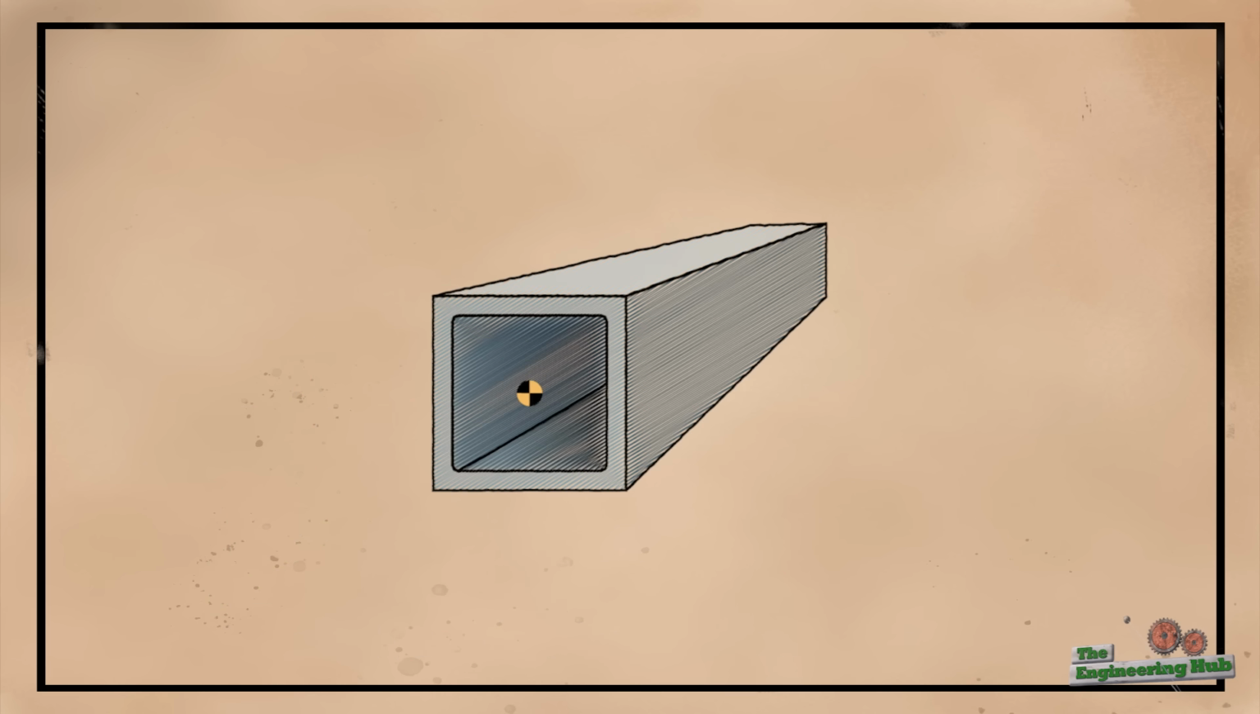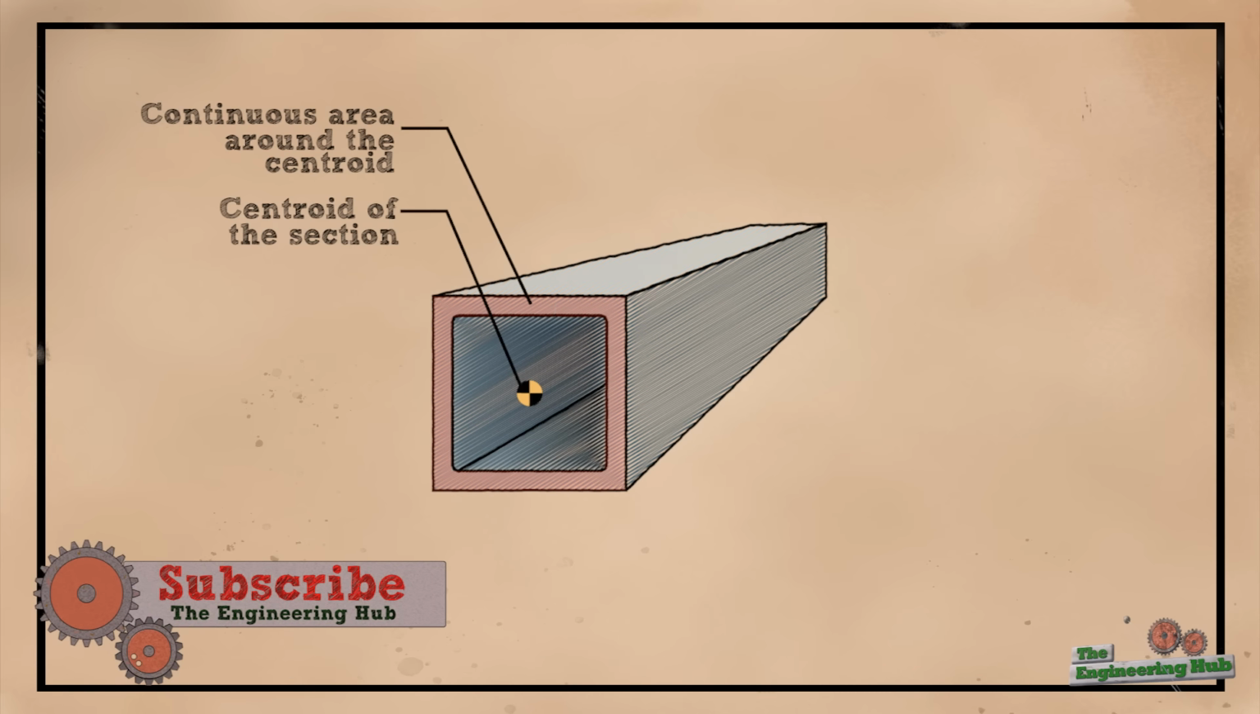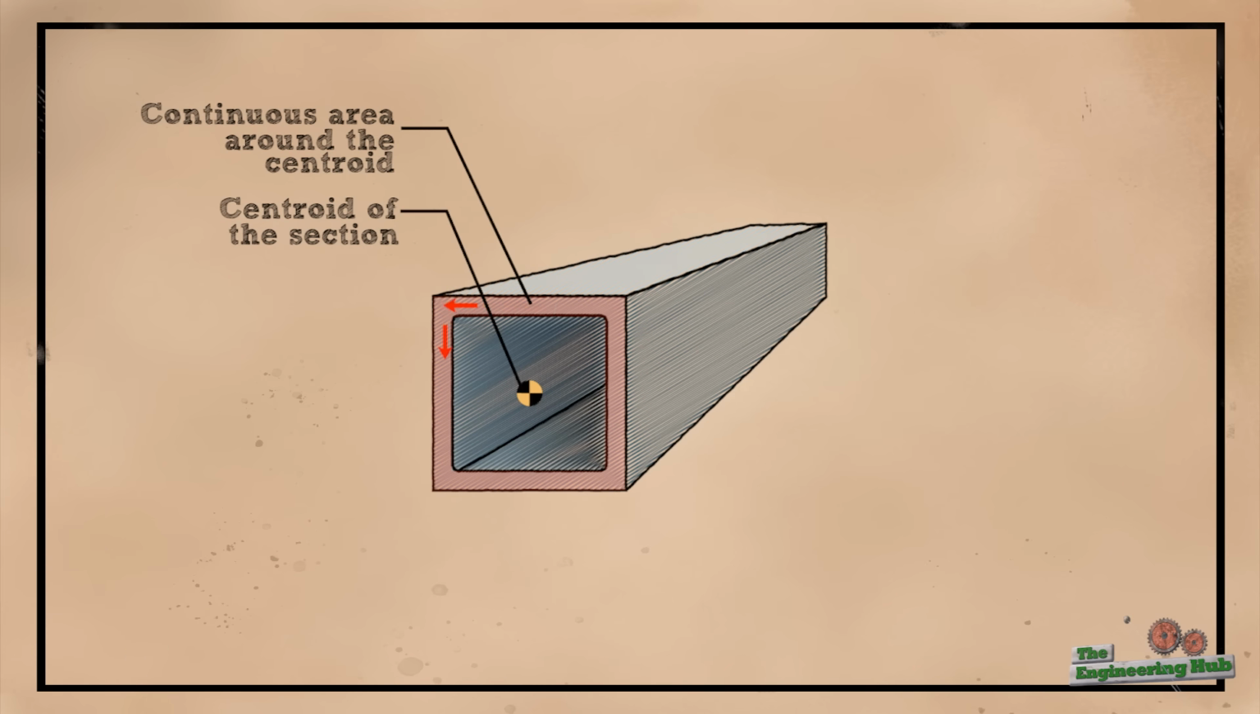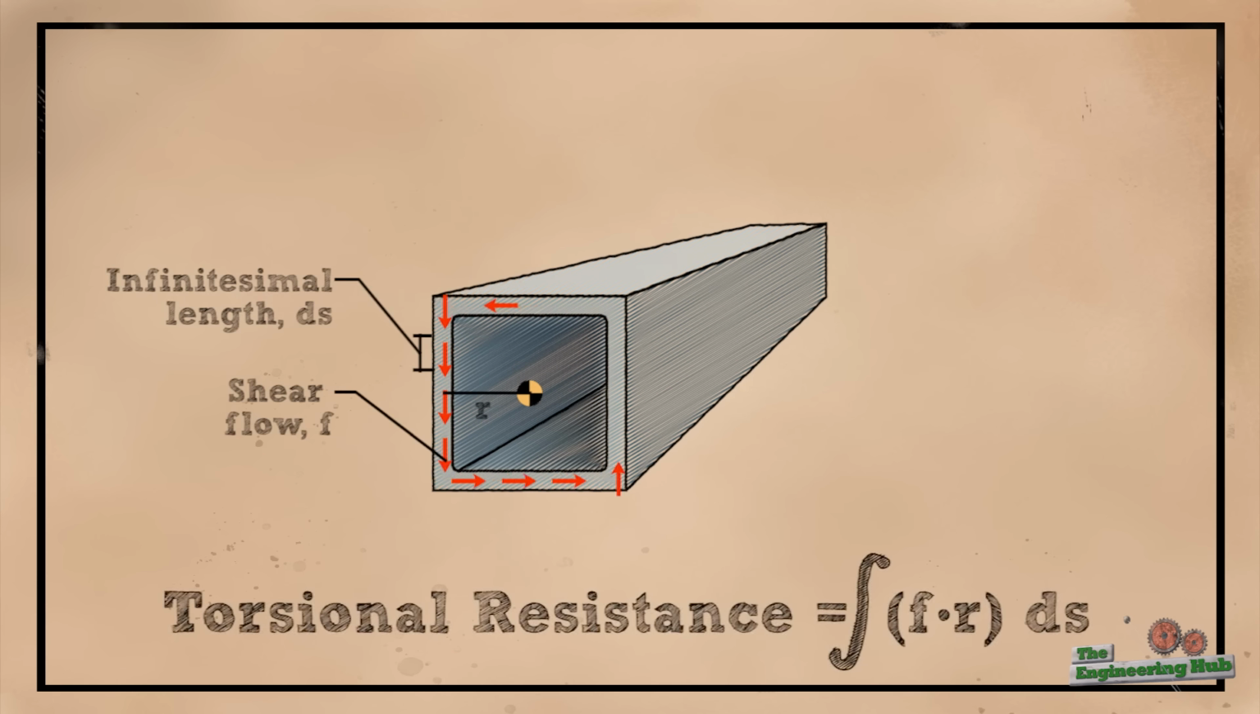A beam's ability to resist torsion depends on how much continuous area exists and how far that area is from the center. These little arrows are following the path of what engineers call shear flow. The more distance that the shear flows from the center, the better the beam can resist torsion.